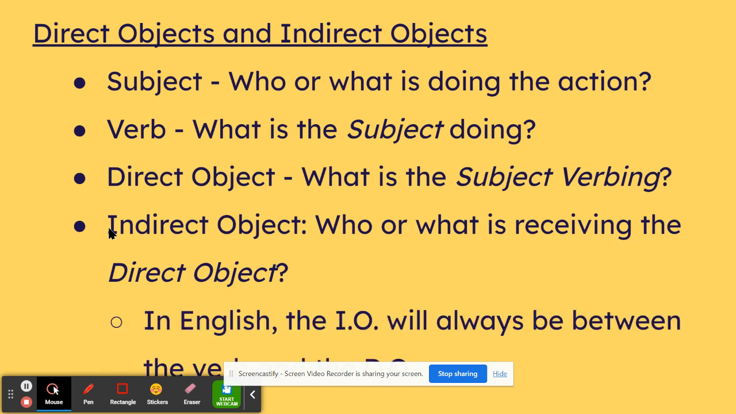Now there is a special case for indirect objects in English. In English, the indirect object will always be between the verb and the direct object. If a word answers the question who or what is receiving the direct object, but it is not located between the verb and the direct object, then that word cannot be the indirect object. Instead, you'll find that it is connected to the sentence by the preposition "to" or the preposition "for."